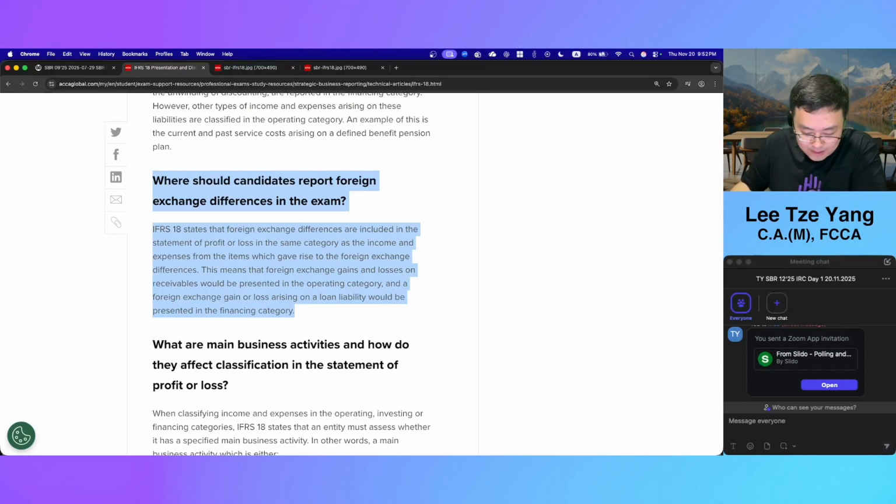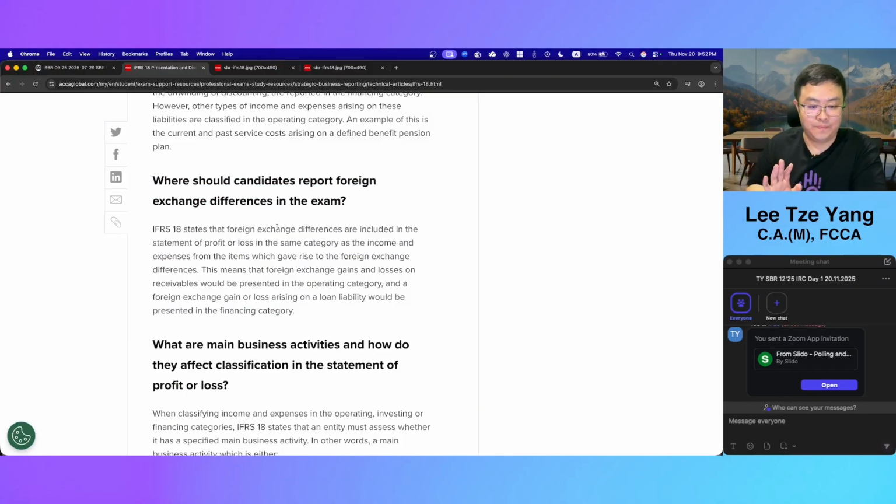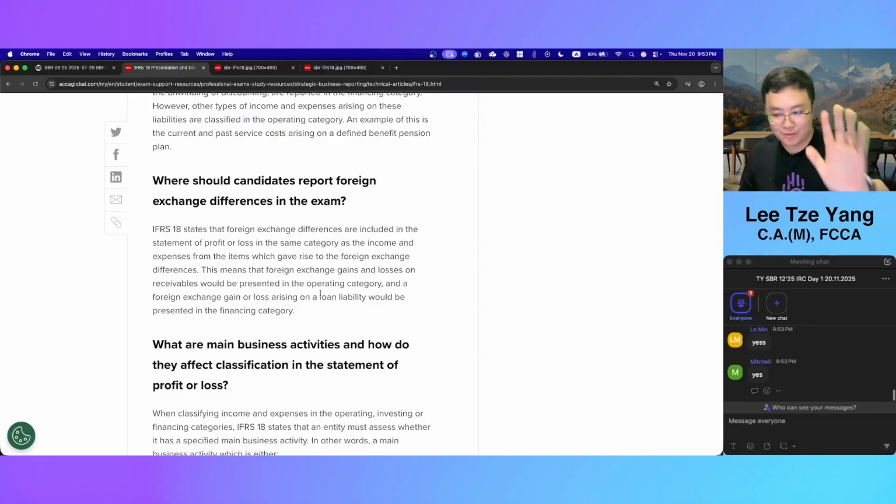You just have to know, for foreign exchange, follow the nature of the item. If receivable, foreign exchange gain or loss, operating. If you have a loan from an overseas bank, foreign exchange, financing. If you have foreign exchange on a financial asset which is not SMBA, investing. Can understand or not, everyone? If you understand, say yes. That's all you need to know for exam purposes. No need to know the complicated one. Okay, good.